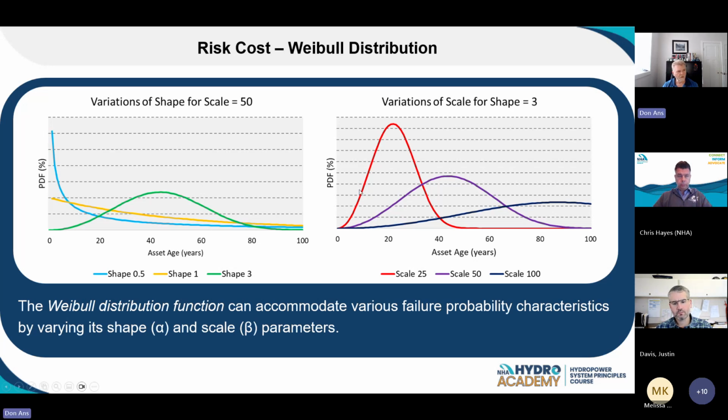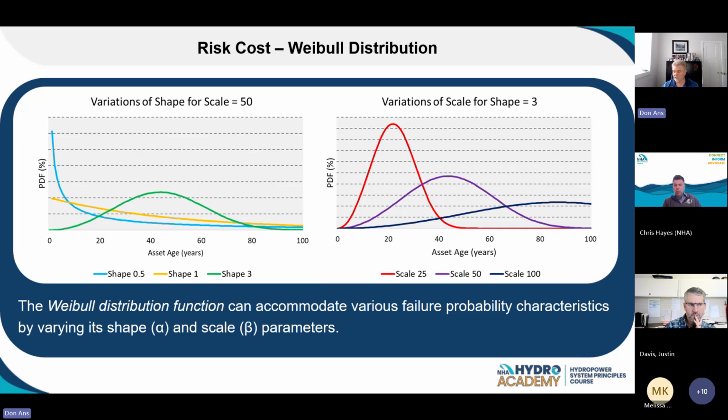And you can see that as you increase the shape, it actually flattens out. It has a longer life. And as you increase the shape, sorry, I said the scale, and I should have said the shape. Variations of shape for scale. I think I caught that one too, correct? But you can actually see how much flatter the curve is. So you can manipulate the alpha and beta parameters to make it match your asset.